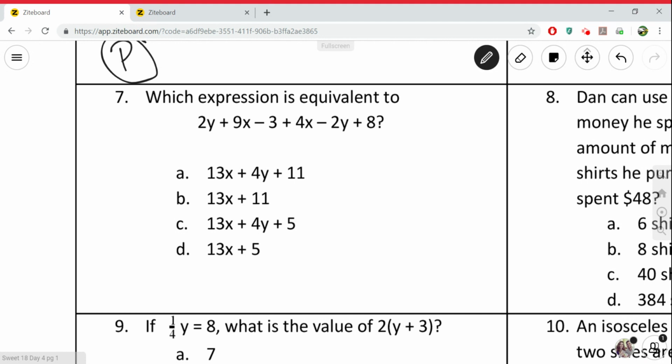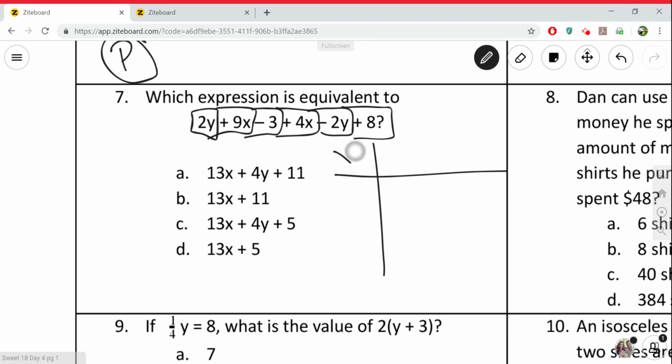Question number 7 says, which expression is equivalent to 2y plus 9x minus 3 plus 4x minus 2y? I like to draw my boxes here. Show me that this is a plus 9, this is a minus 3, this is a plus 4, this is a minus 2y, and this is a plus 8. So we create our t-chart. I have my y's, I have my x's, and I have my numbers.